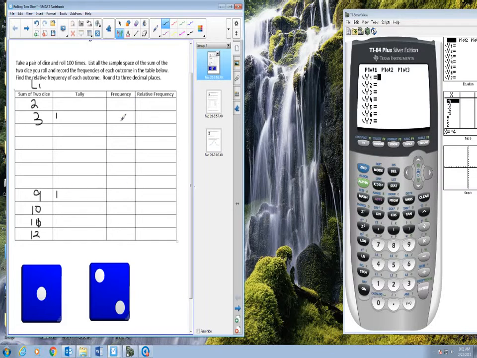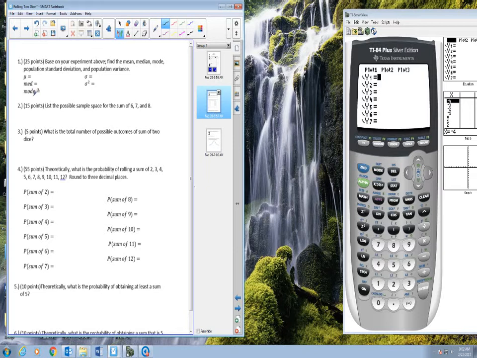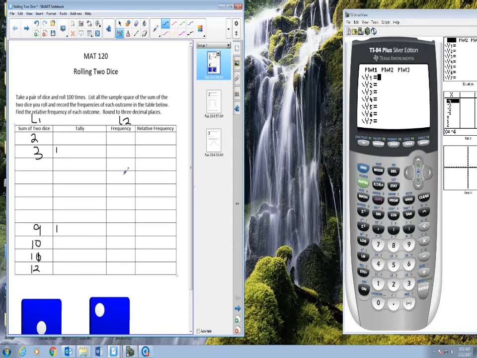Now for the next page on your project, what I want you to do is put the sum of two dice under L1 in the calculator, frequency under L2. Find your mean, median, mode, and your sample, I didn't do a good job here, I should use an S, but I didn't. Find your sample standard deviation, and find your variance. Now the mode does not show up on the calculator, but you can look at your highest frequency to actually write down your mode.